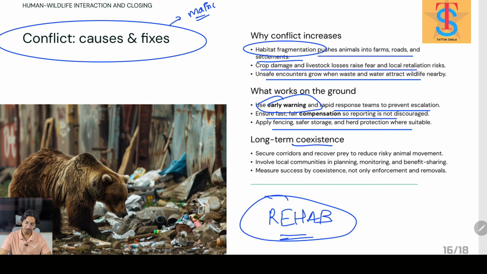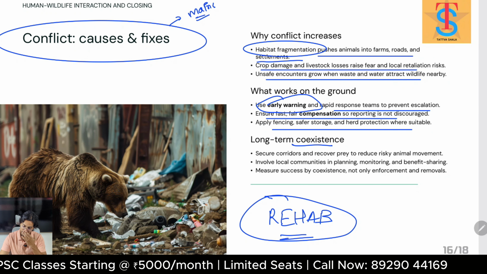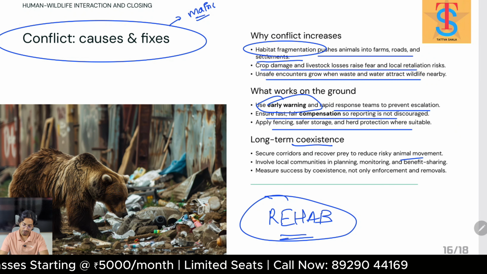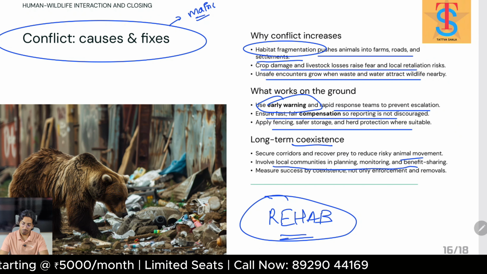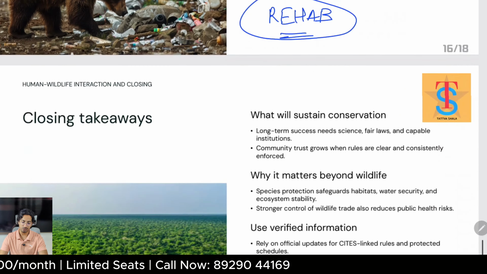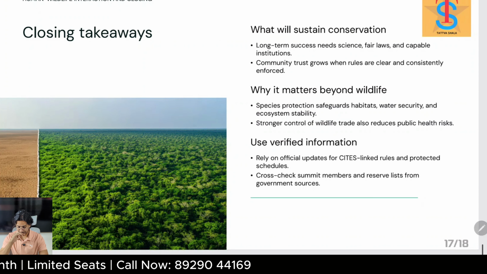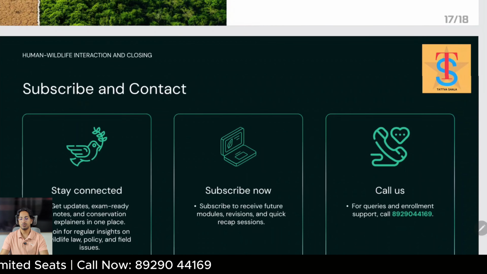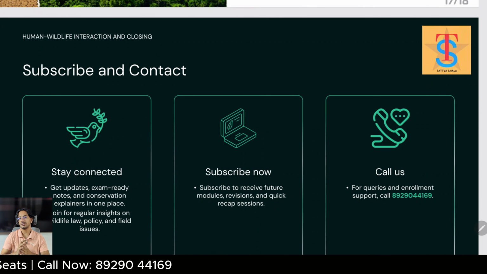Then long-term coexistence: secure corridors, and recover prey to reduce risk from animal movement. Involve local communities in planning, monitoring, and benefit sharing. Measure success by coexistence, not only enforcement and removal. And finally, we come to an end. But more than this, you need to read everything in detail. That is what I would urge you to do.